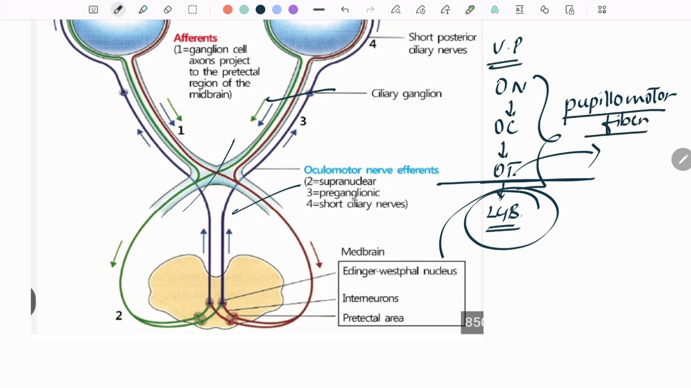These pupillomotor fibers, which have been separated from the optic tract, I am highlighting this. Can you see? Okay, these are the pupillomotor fibers. Instead of reaching into the lateral geniculate body, they reach the pretectal nucleus. See, pretectal nucleus. Are you able to appreciate the pretectal nucleus?